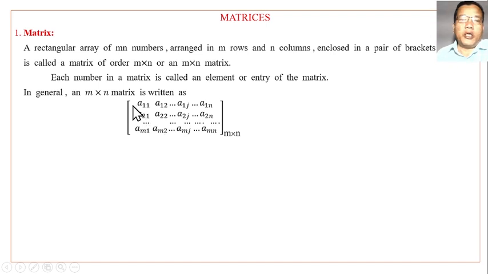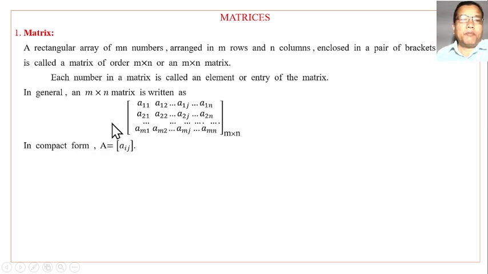The columns are called first column, second column, j-th column, n-th column. The number of columns is n, and in an m by n matrix, m is the number of rows and n is the number of columns. Elements are separated by giving space. The boundary symbol is a square bracket.